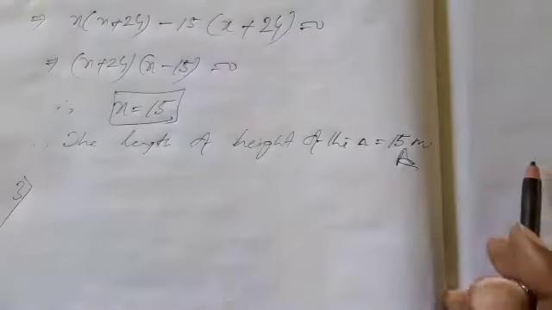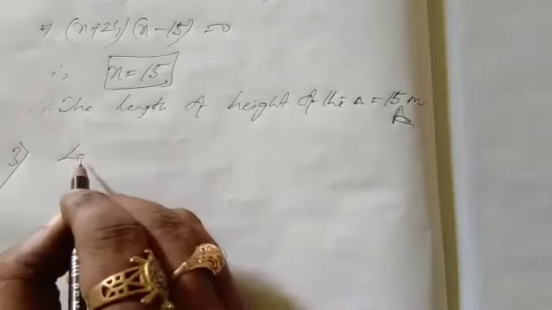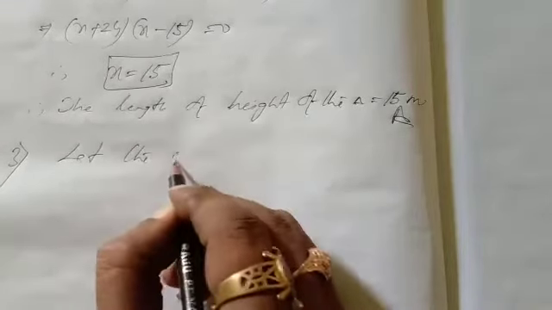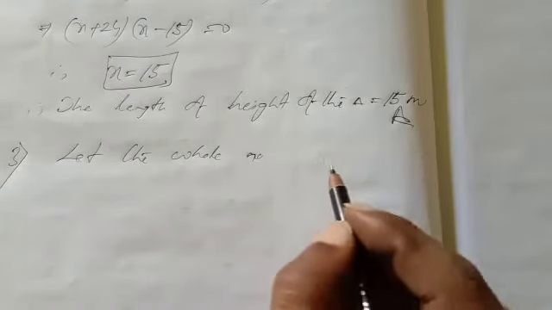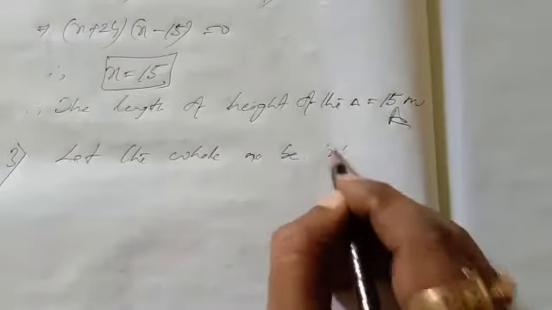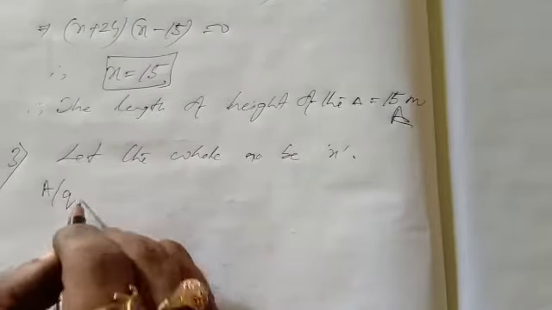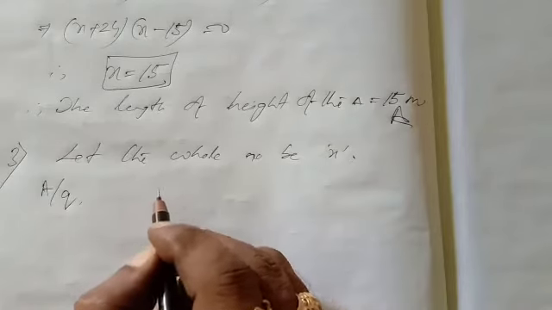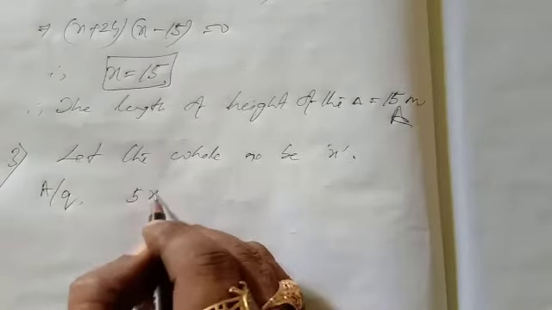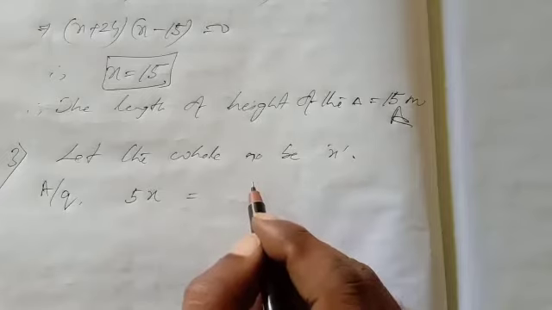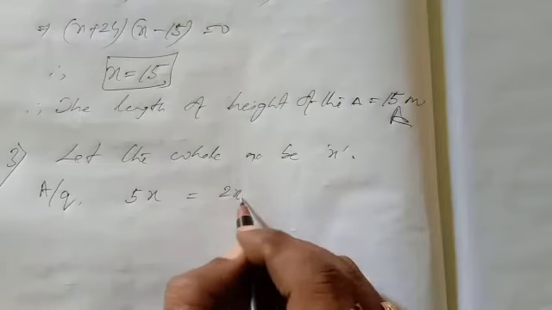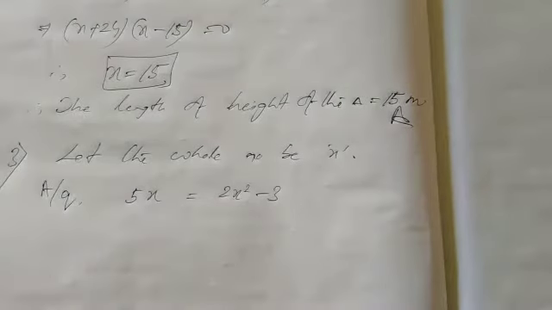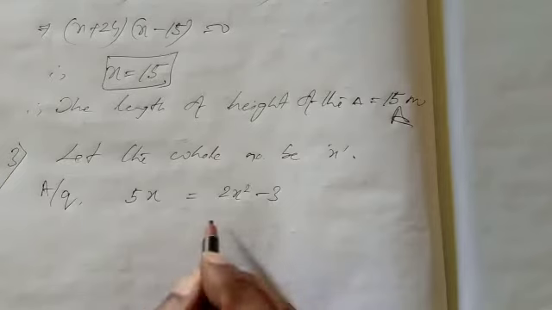Let us see. Question number 3. Let the whole number be x. According to question, 5 times a positive whole number, 5 times means 5x. 5 times a positive whole number is 3 less than twice the square, means 2x square minus 3. 2x square minus 3. This is the statement.